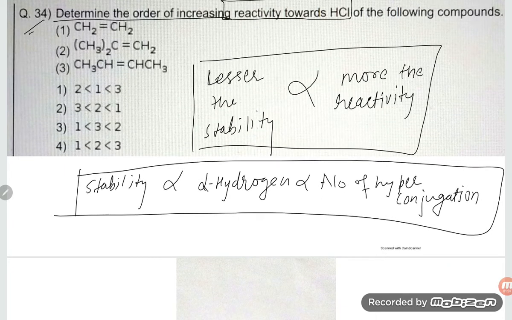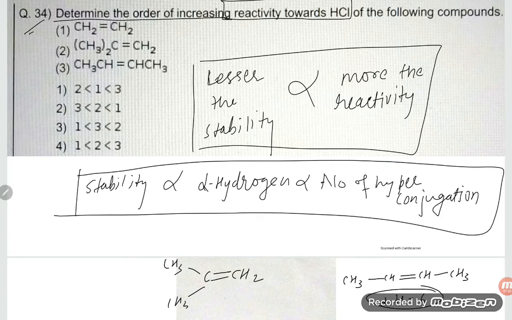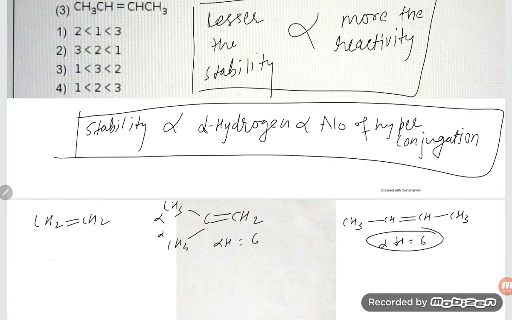If you see the third compound, it is CH3-CH=CH-CH3. Alpha hydrogen equal to 6. Then the other compound is CH3-C(CH3)=CH2. Here the alpha hydrogen is again 6. The last one is CH2=CH2. Here alpha hydrogen is 0.